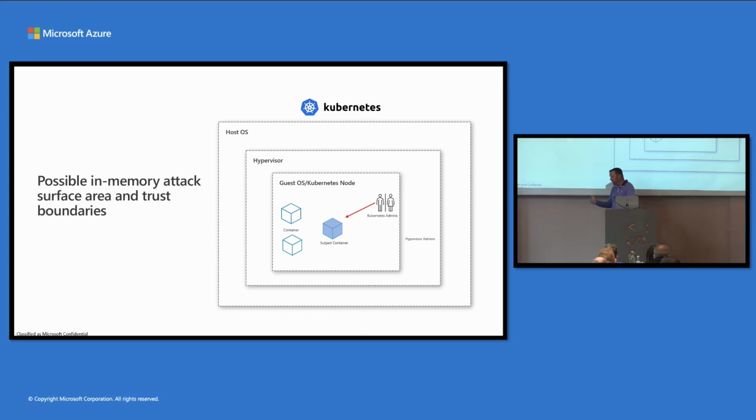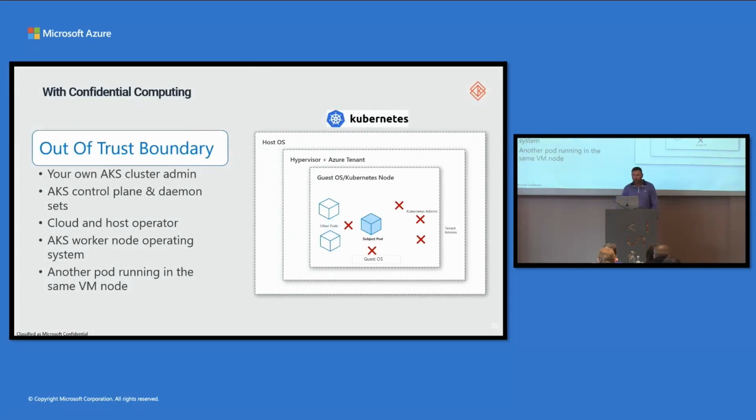So as you look through, you've got your Kubernetes admins, you've got your Hyper-V admins, you've got your cloud admins, you've got other containers that exist there. All these are problem sets you've got to worry about in a typical Kubernetes-based deployment. So now, with confidential computing, we can actually bring all of those outside of the trust boundary of the application. Essentially, your own AKS cluster admins are now restricted. Your control plane and daemon sets are restricted. Cloud and host operators are restricted. The AKS worker node operating system is restricted, and the other pods are restricted from accessing the application as well.